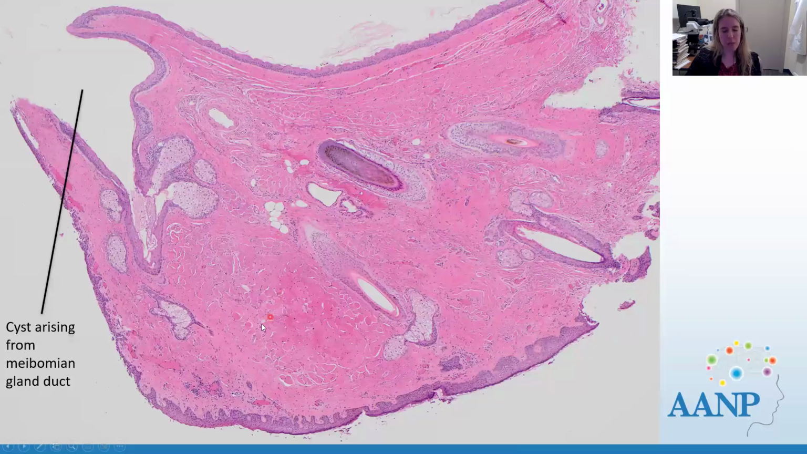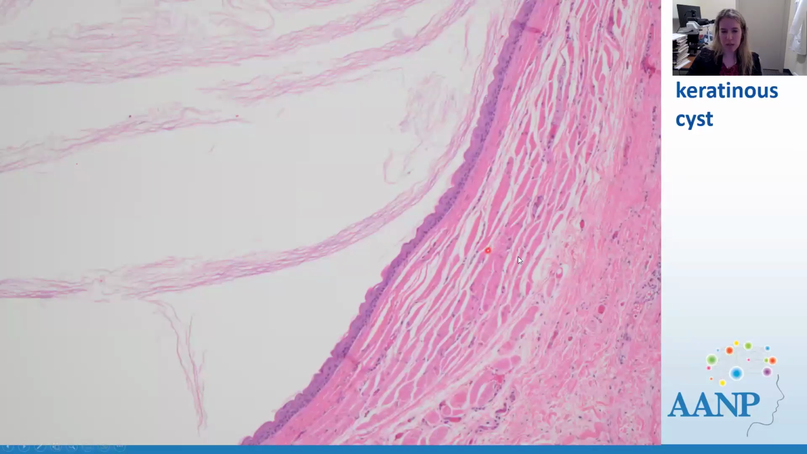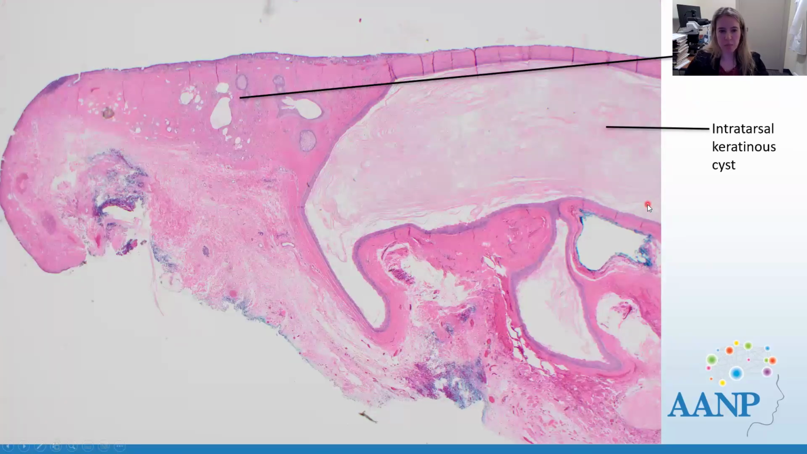Here is an example from that same specimen, but just a deeper level. And you can see here's a meibomian gland, the meibomian gland duct, and you can see the cyst, actually the cyst lining arising from that meibomian gland duct. Again, it has that intratarsal keratinous cyst, that typical kind of appearance.